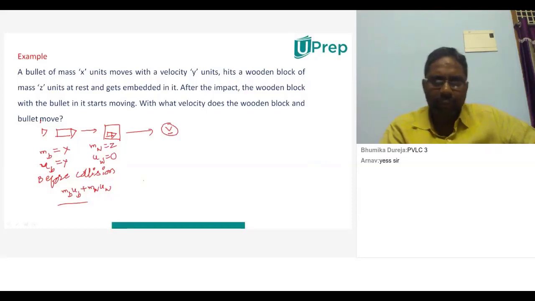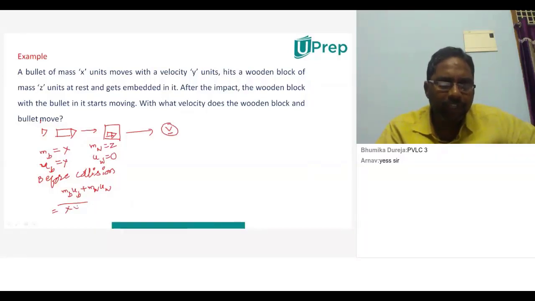Yes, sir. Right. Now, before collision, whatever the momentum is, I am writing here. Tell me, MB, the mass of the bullet, is how much? X. What is the UB? Y. Plus, what is the mass of the wooden block? Z. Into Z, what is the velocity of it? 0. Now, X, Y plus Z into 0. That means 0 only, no? When Z into 0 is 0, what will be the momentum before collision?